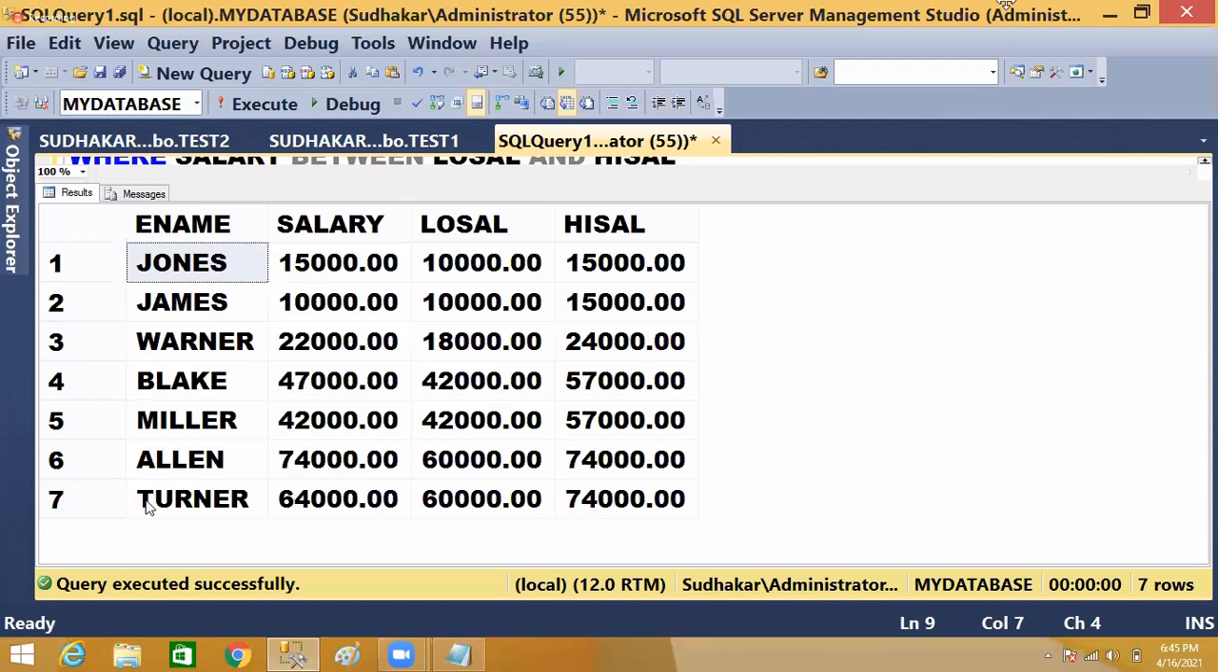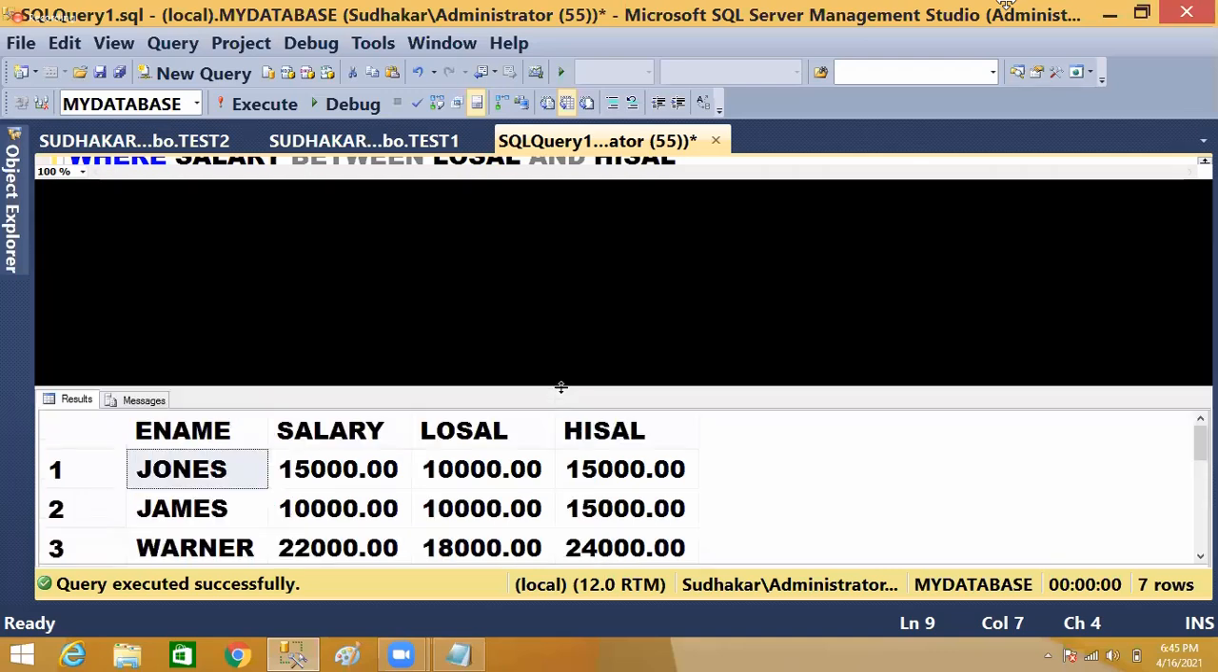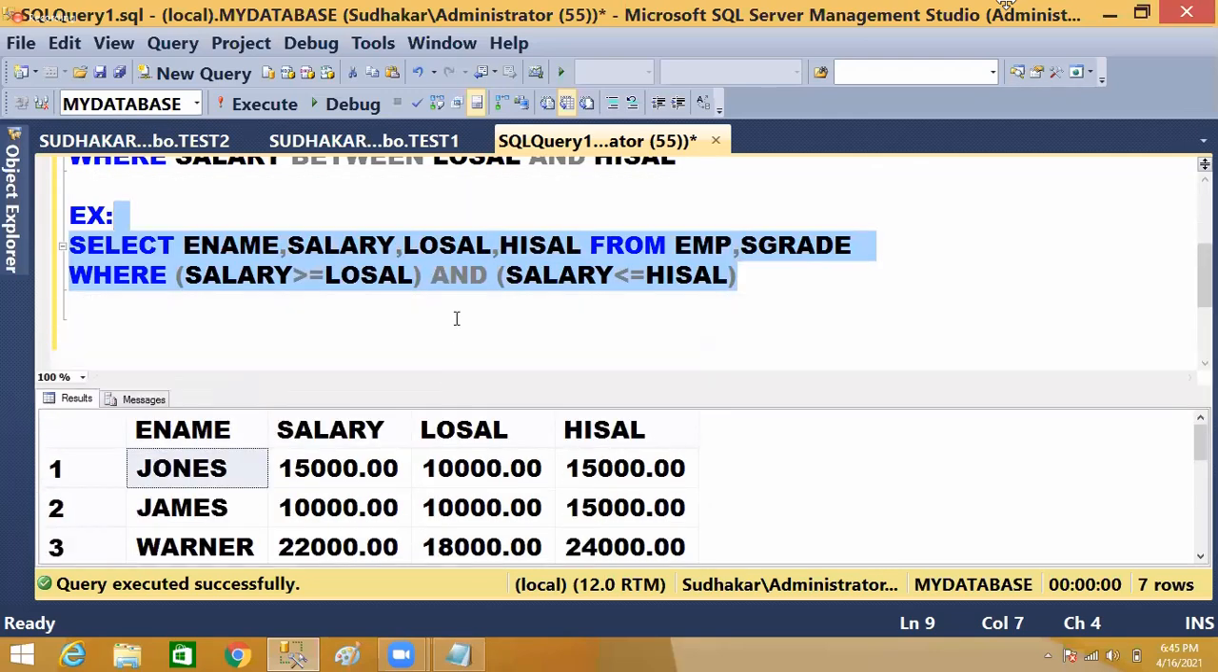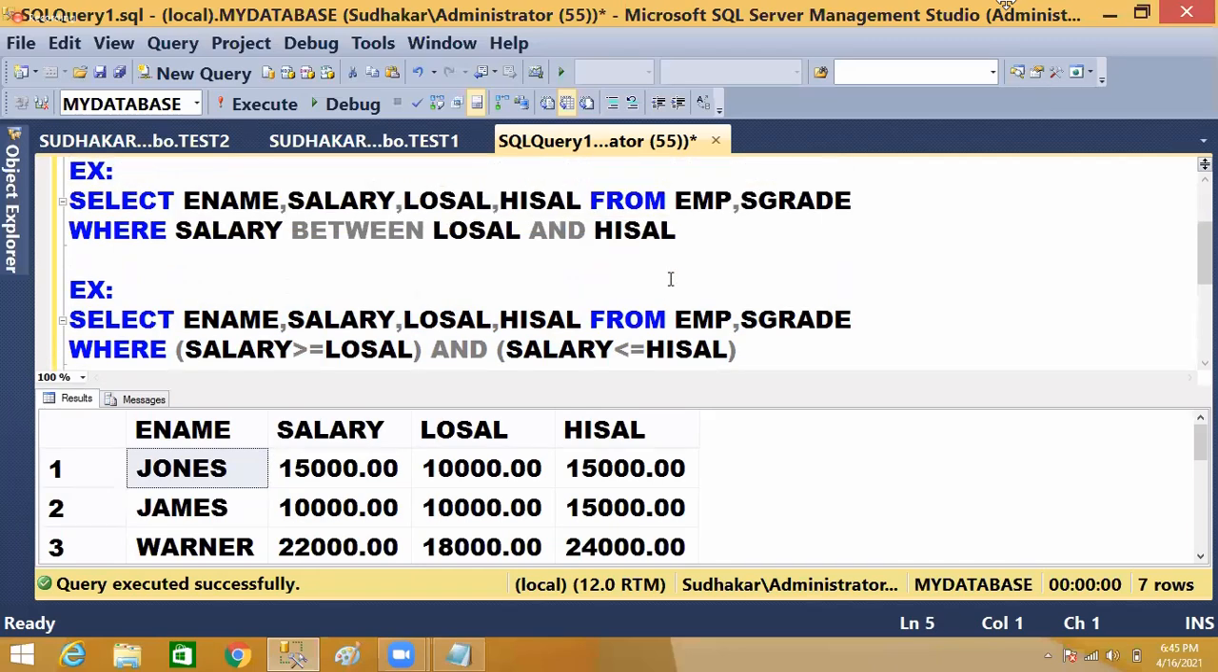Okay now, guys, in non-equi join you can use any operator, but don't use equal. Like this you can use between, like this you can use and, like this you can use greater than or equals to. Anything you can use, but don't use the equal operator. This kind of nature is called a non-equi nature. So this is equi and non-equi.